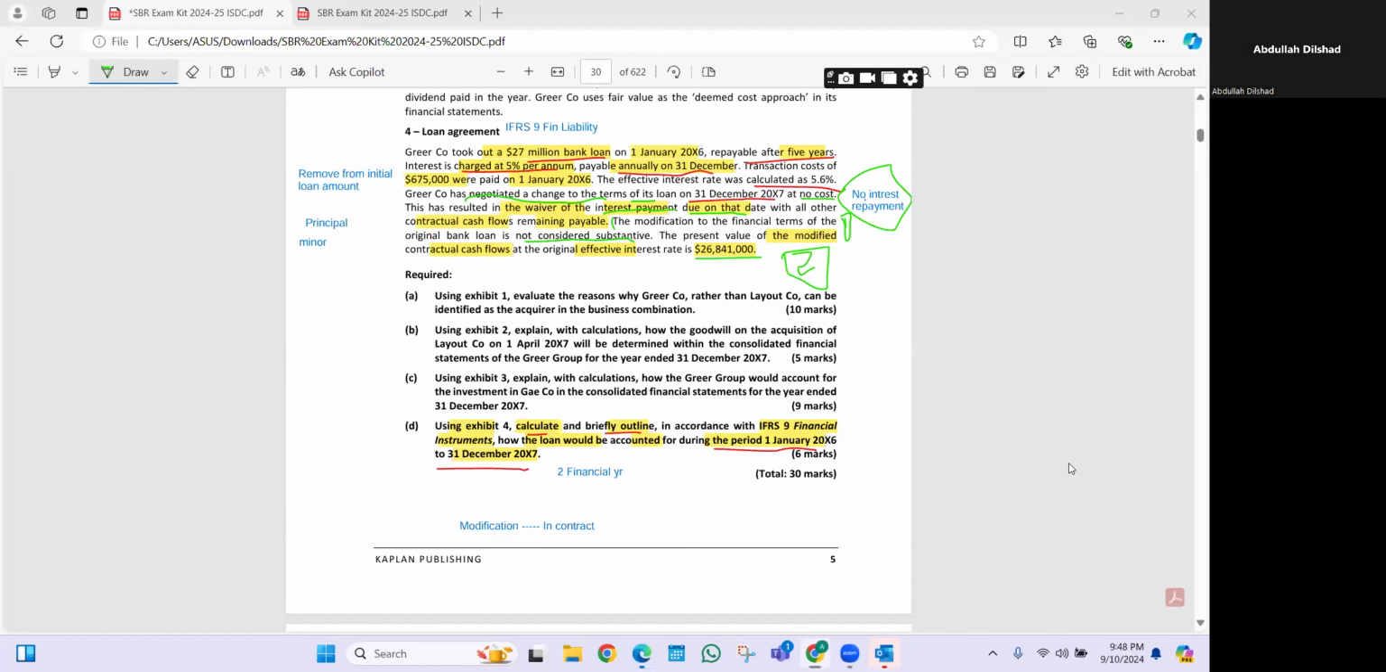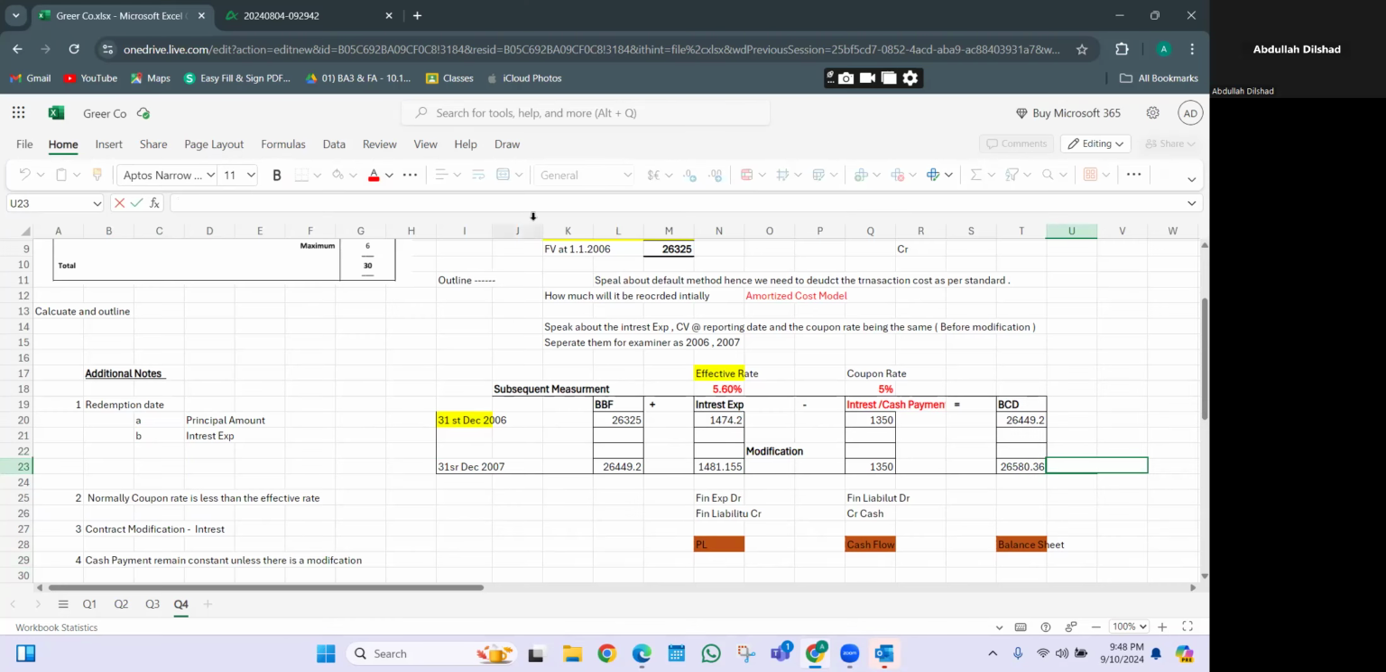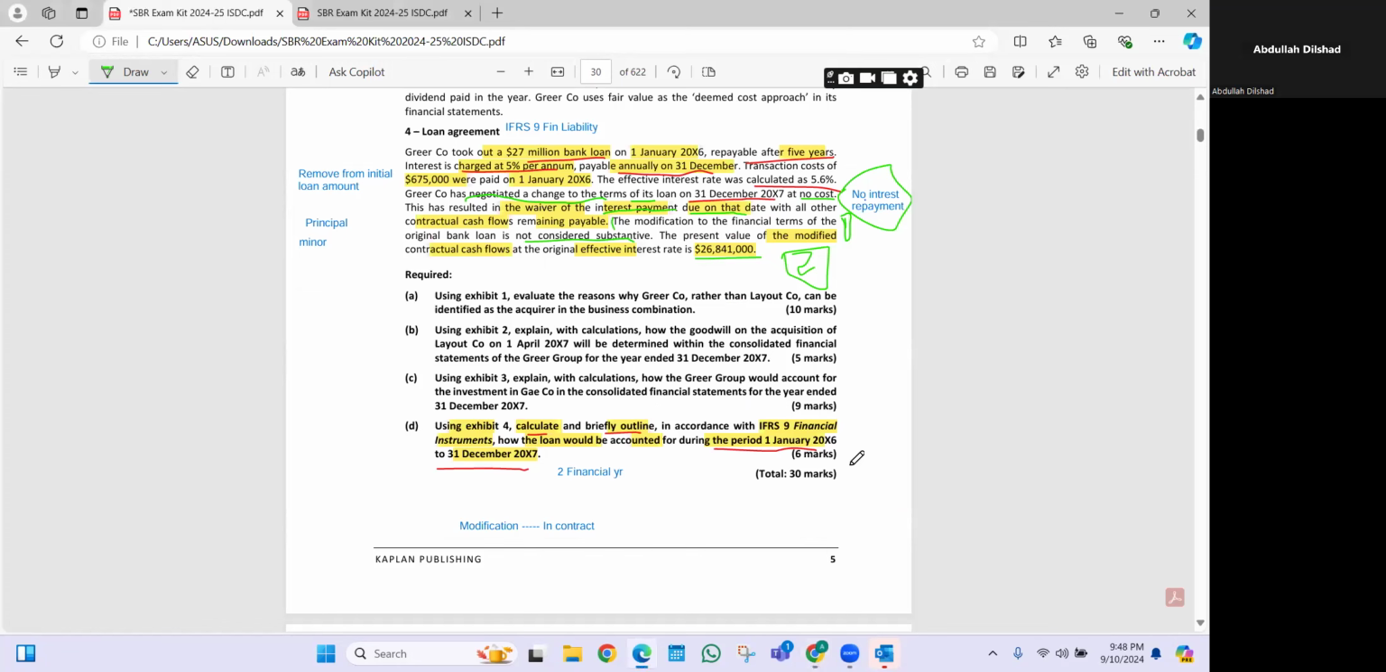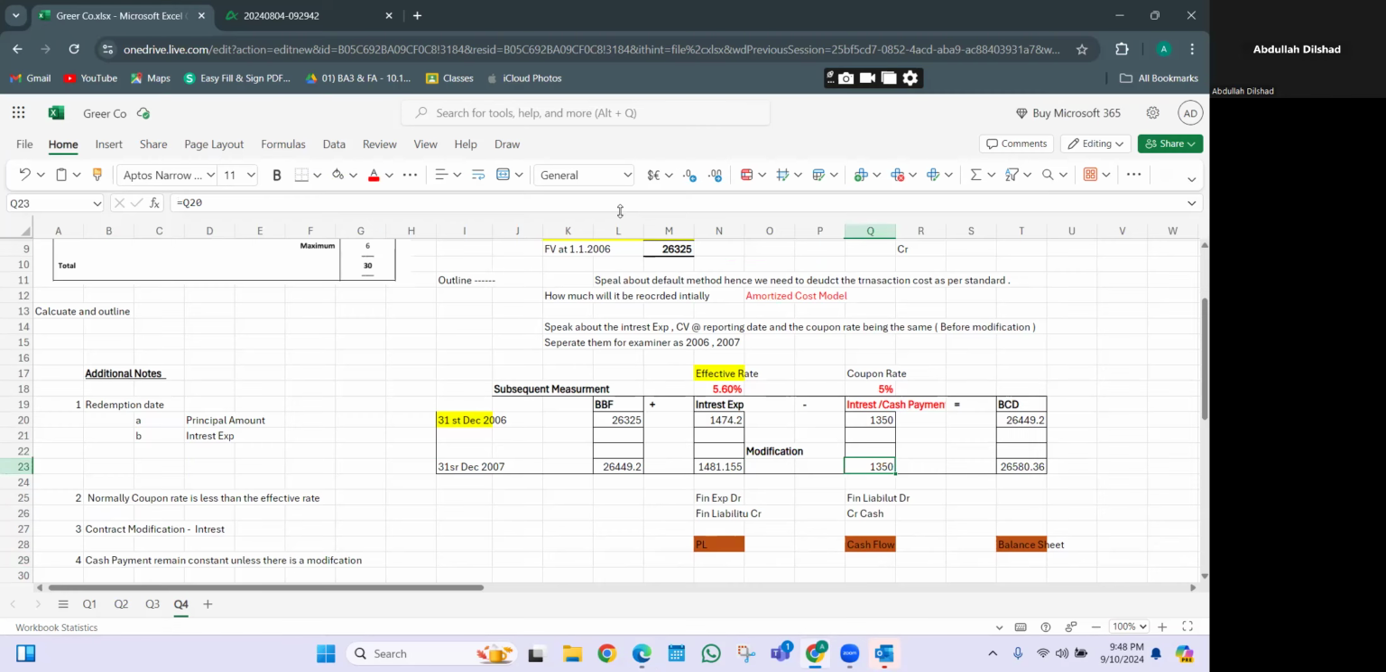The modification starts, and the examiner specifically mentions that it starts on 31st December 2007. So what he told is that we don't need to pay our interest repayments because we have got a waiver. If you read this, you will be able to understand. You can pause the video and read it again. So you don't need to make a payment. Ideally this was supposed to be 1,350, but since you got the waiver, you will be including a zero. Since there is no repayment, you don't need to pay any repayment. This 5% is not applicable.